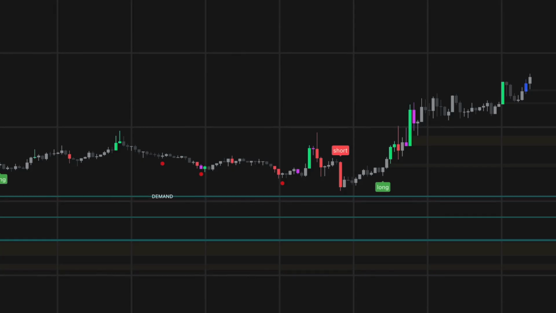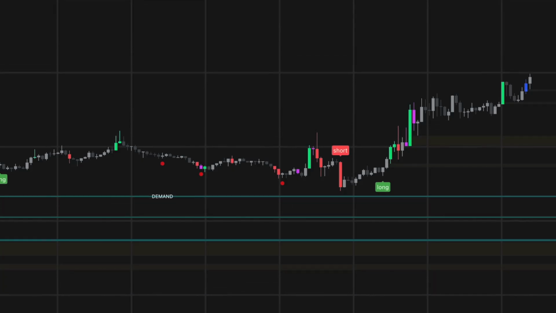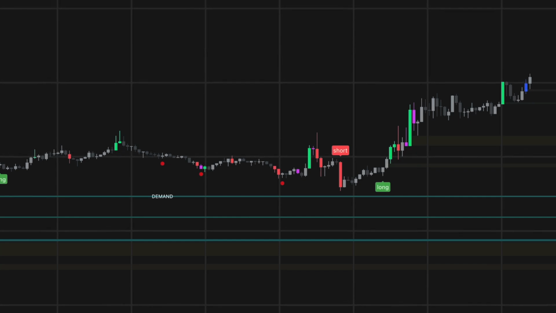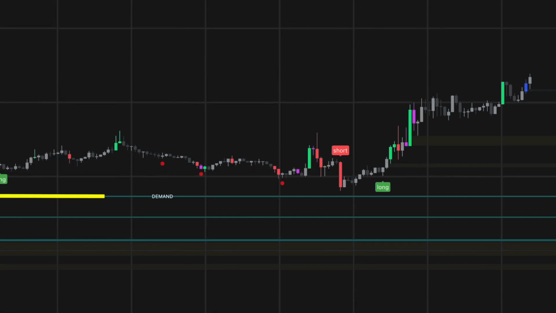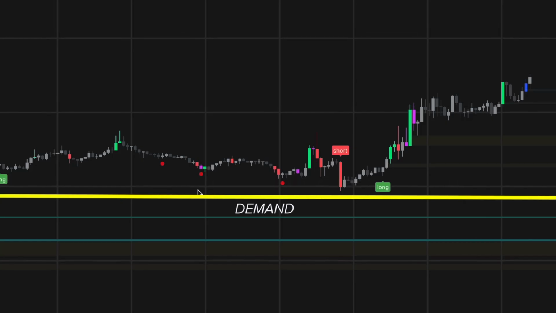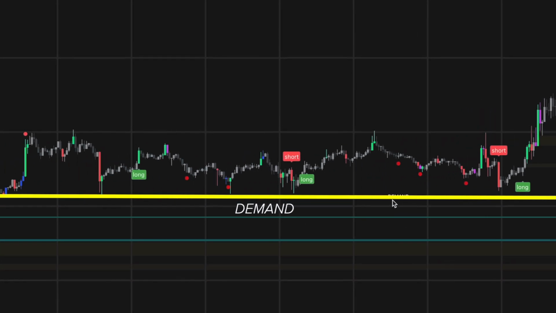To confirm a long signal issued by the indicator, the candle bar must be green, indicating bullish pressure. However, if the candle bar is gray, you can still open a long trade as long as the price action indicates a potential bullish trend. It is crucial to check price action before opening a position.